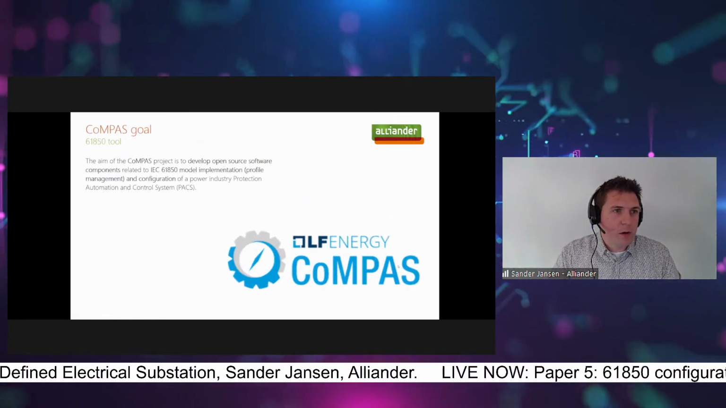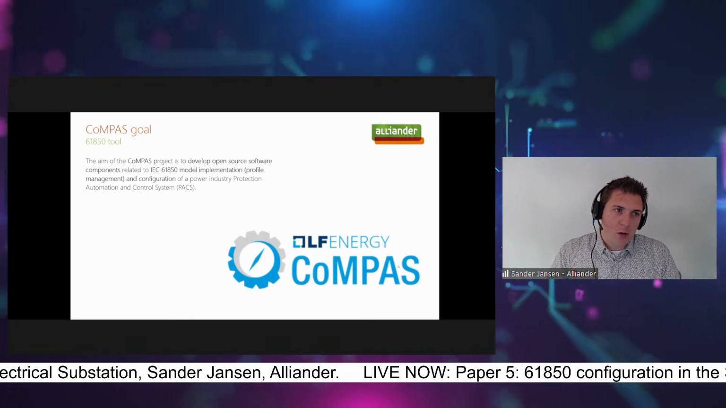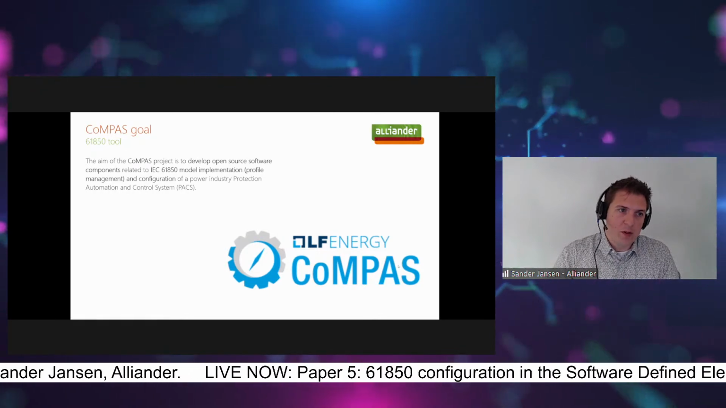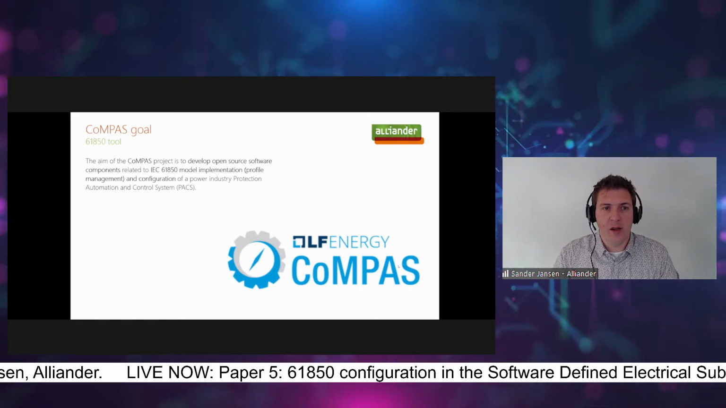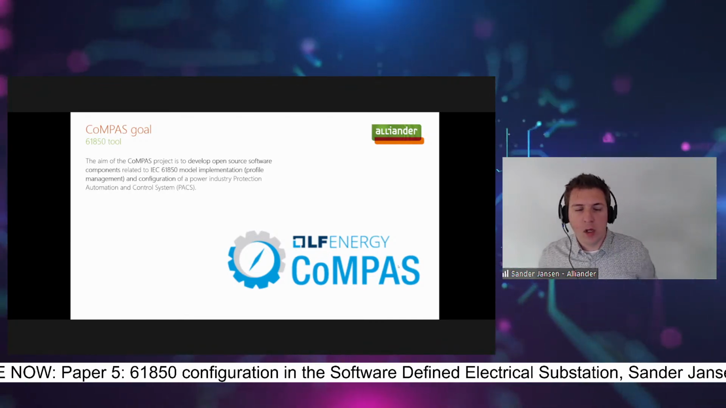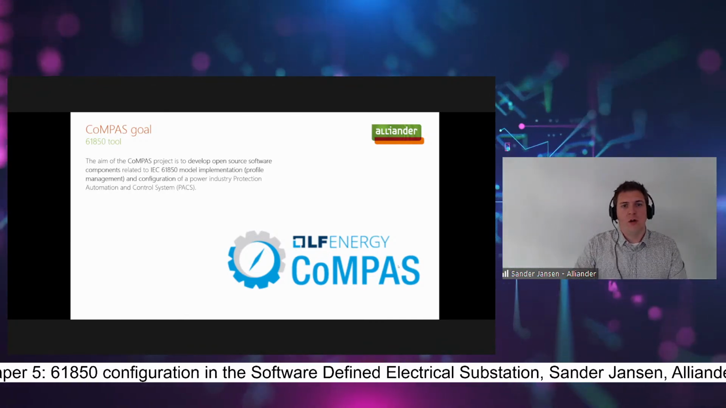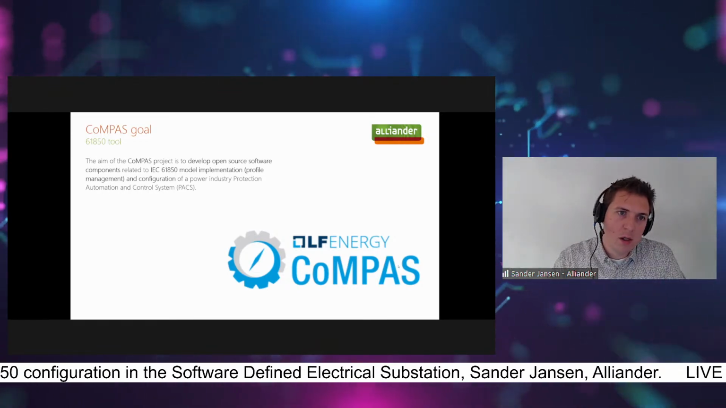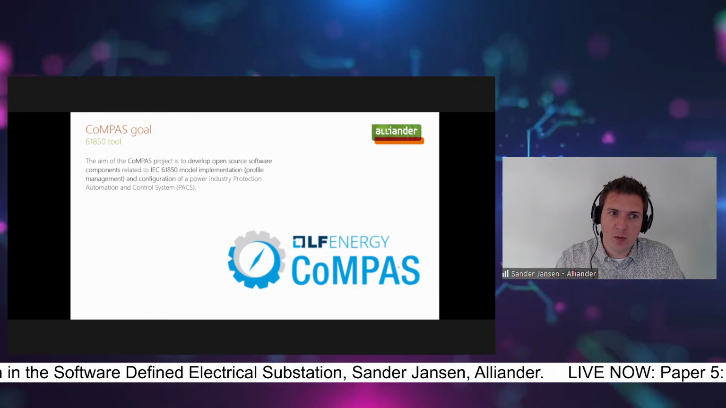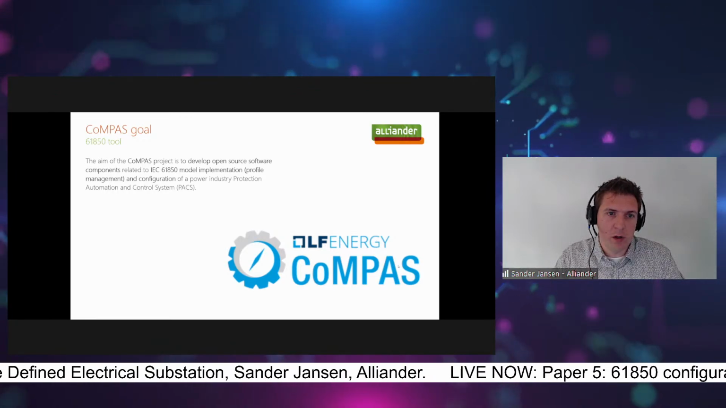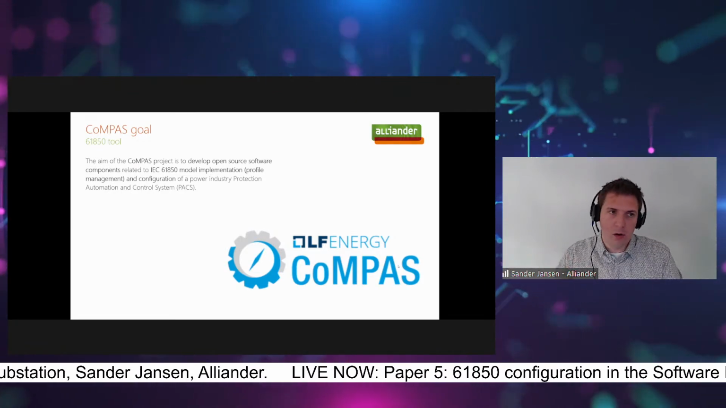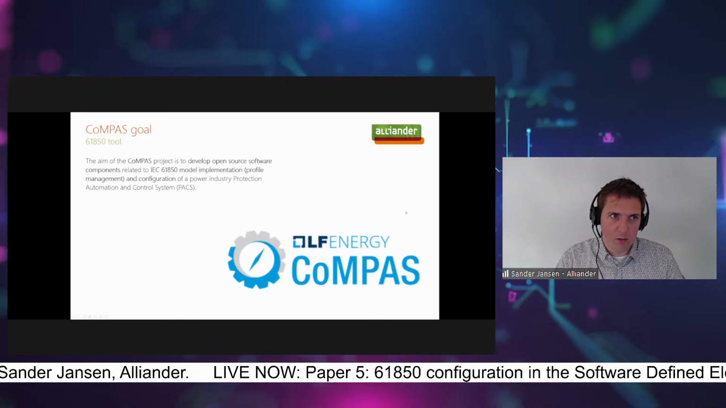So what's the goal of Compass? The goal of Compass is open source software for 61850 model implementation and configuration, and it's specifically built for the power industry protection, automation, and control systems. The main focus currently is on substation and grid automation, but 61850 can also be used outside that, and I think it should be possible to use it for other use cases as well. For example, DER control or controlling wind farms.